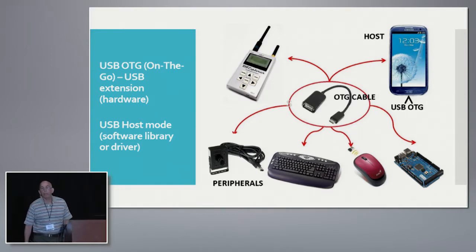And on this slide here, I just wanted to show that in USB host mode, there's this concept of a host and a peripheral. In this case, the Android device is considered the host. The things that you attach to it are the peripherals. And the way that you connect them is you use this USB OTG cable. It's not a standard USB cable. It's called an OTG cable. And that's how you connect the host device, in this case Android, to one of the peripherals. And the peripheral that we're most interested in is the RF Explorer device.